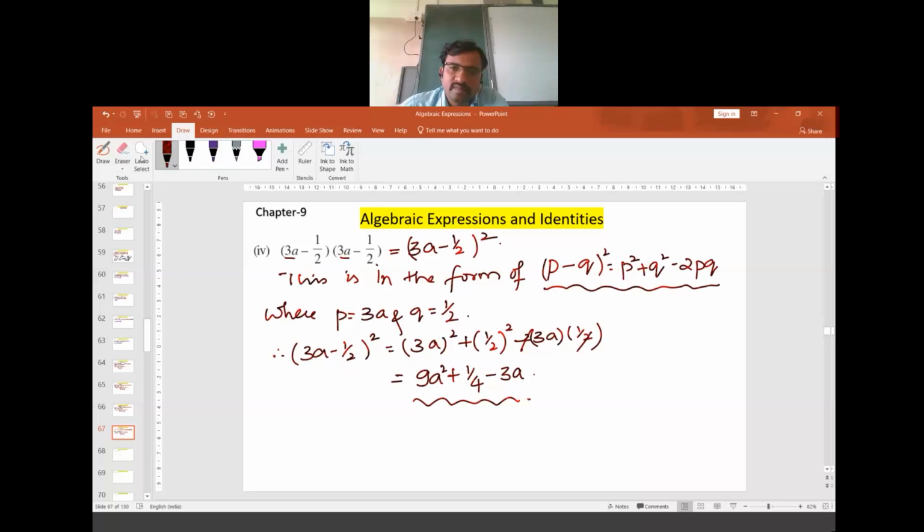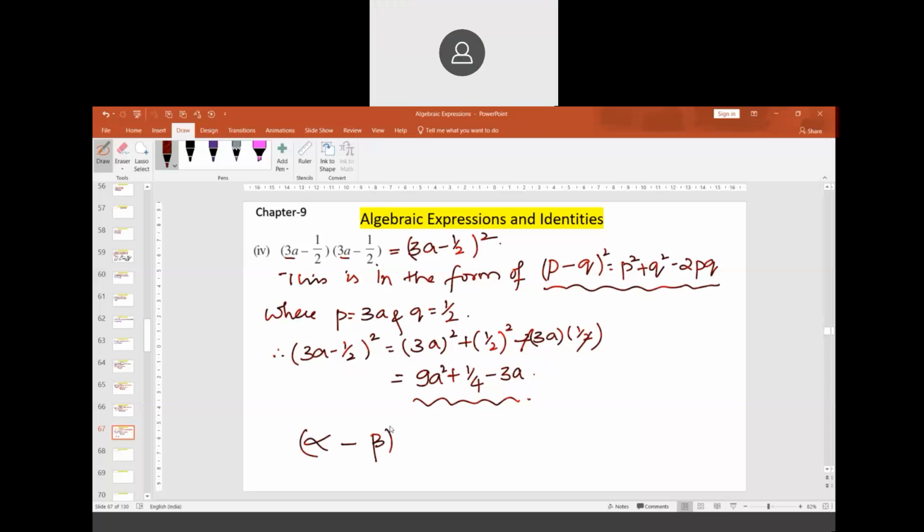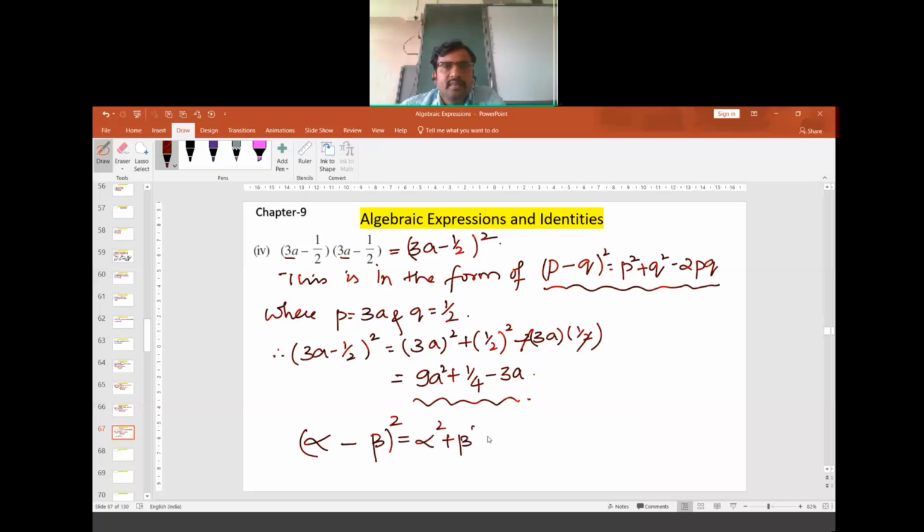This symbol is called alpha. This symbol is called beta. And gamma. We can use these symbols also. Alpha minus beta whole square is alpha square plus beta square minus 2 times alpha beta. This can be used. And c as gamma, sir.